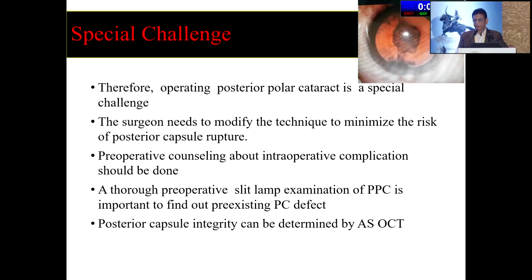So PPC management is a special challenge to the eye surgeon. The surgeon needs to modify the technique to minimize the risk of PCR. Pre-operative counseling about the intraoperative complications should be well explained to the patient. That is, the time taken for the surgery, the PCR, the nucleus drop, and the retinal intervention. It should be very clearly and honestly explained to the patient. A thorough pre-operative slit lamp examination must be done to find out a pre-existing PC defect, and posterior capsular integrity can be determined by ASOCT.